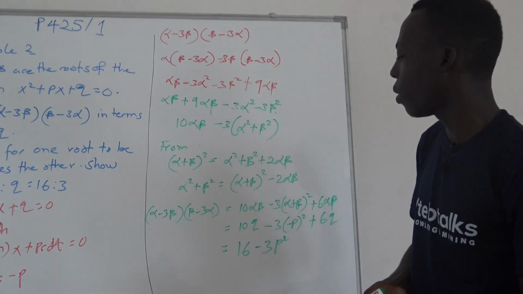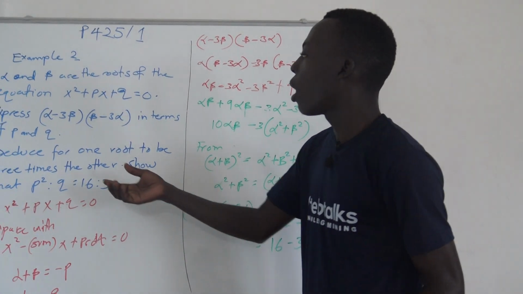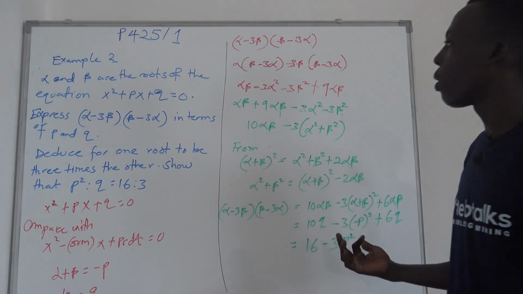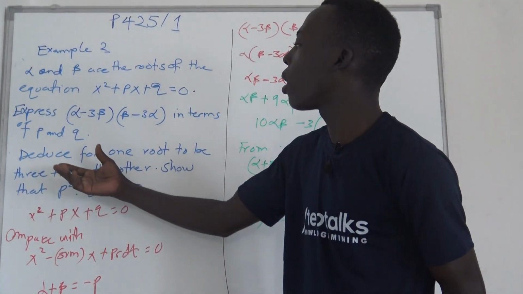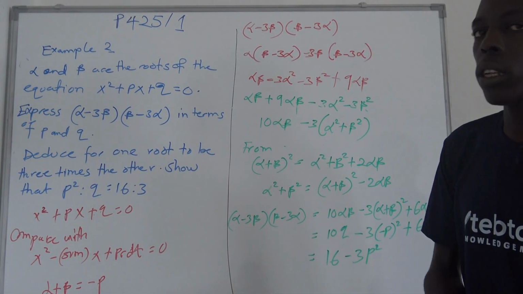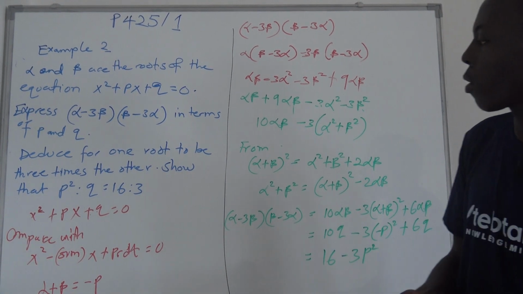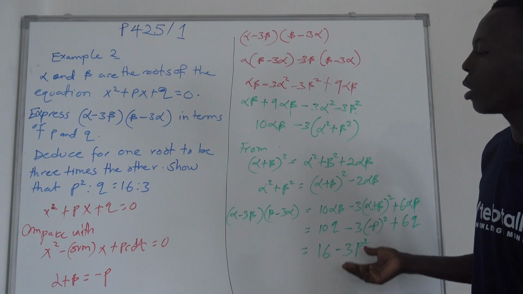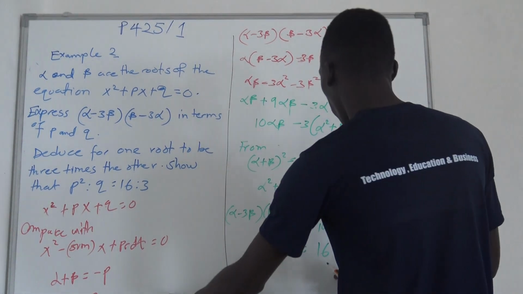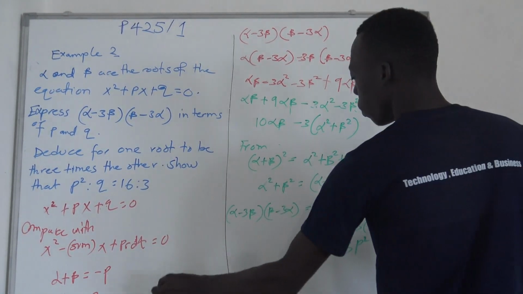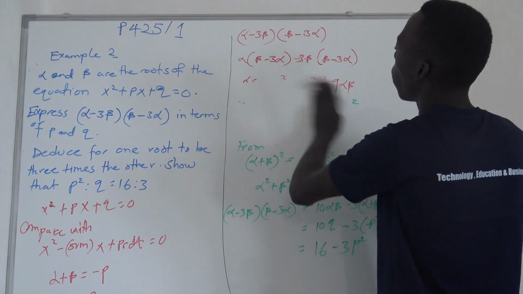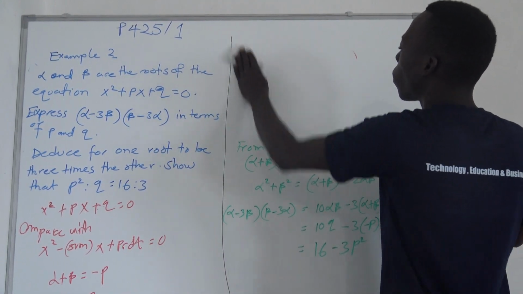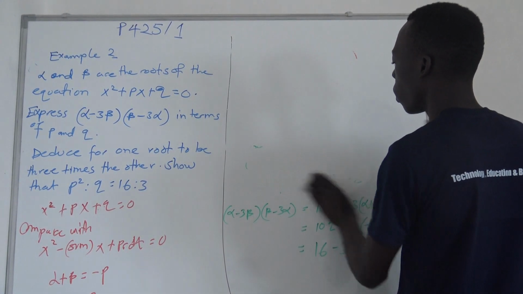And here, after expressing it in terms of p and q, they say deduce. We said in the previous example that when they say deduce, from where you have stopped, that's where you begin from. Like now we have stopped at this point, so we are going to deduce.